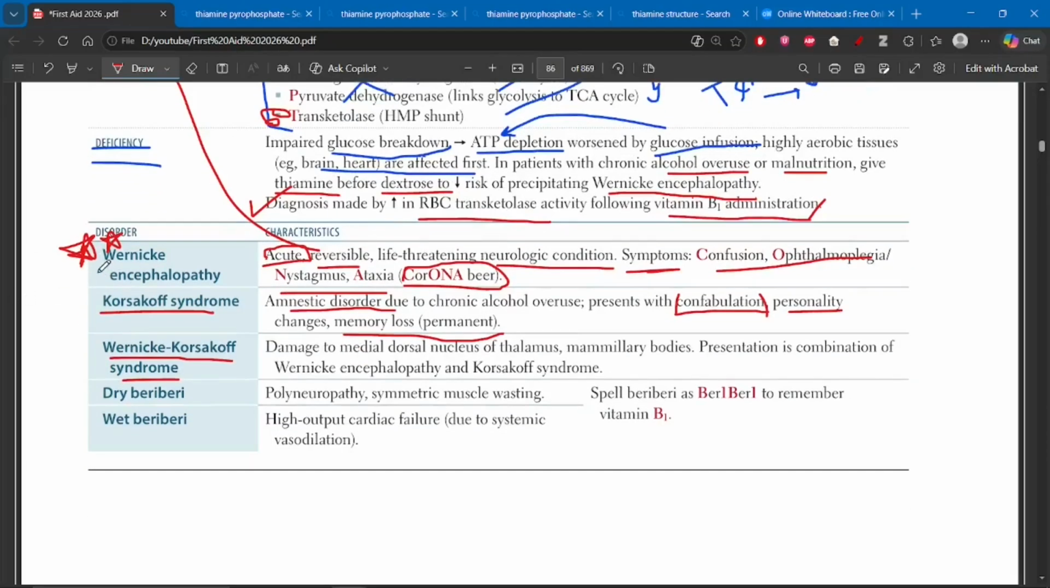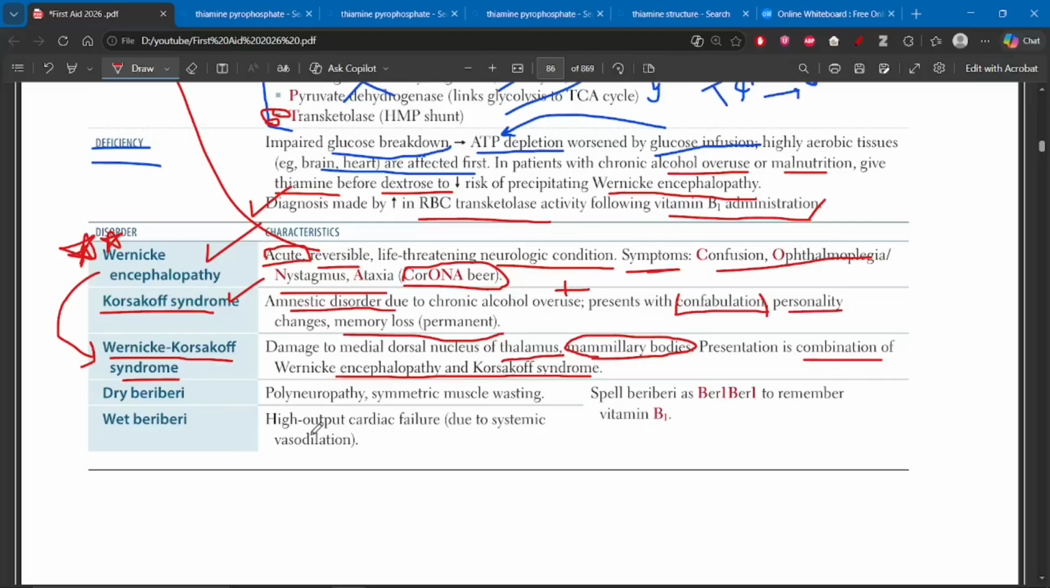So when you don't treat Wernicke encephalopathy, it can lead to Wernicke-Korsakoff syndrome, in which there is extensive damage to the thalamus and the mammillary body. This has been asked in the NBMEs, and it's a combined presentation of Wernicke encephalopathy and Korsakoff syndrome. So you will have Wernicke encephalopathy symptoms and Korsakoff syndrome symptoms, which will give you this.